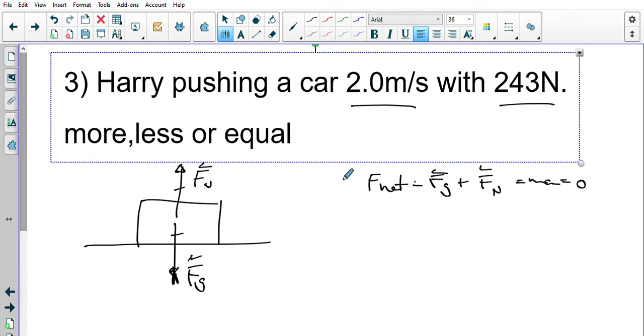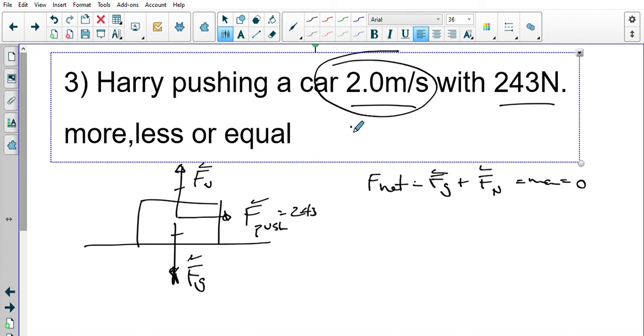There's no acceleration up or down. We don't care. He's pushing it at 2 meters per second. So there is a force of a push that's going on with 243 newtons. Well, is it accelerating horizontally? It's got this 2 meters per second, but that's a velocity, that's not an acceleration. And so that means our acceleration is going to be equal to 0, so our net force, and we can say horizontally, also has to be equal to 0.